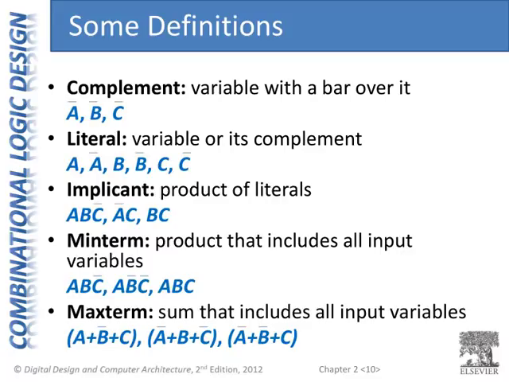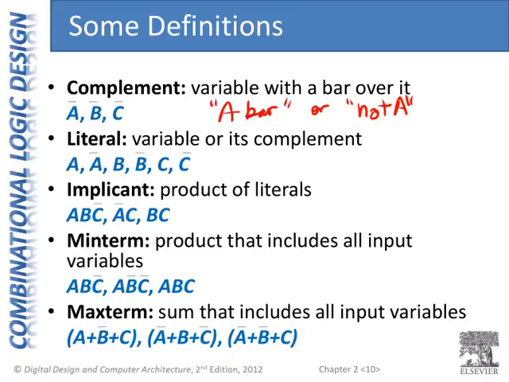So we'll also talk about different forms of these variables, as well as different groupings of these variables. So let's define some of these terms that we're going to use the rest of this chapter and the rest of this course. So the complement is a variable with a bar over it. So for example, A bar, B bar, C bar. That can be said either A bar, so that variable with a bar over it is A bar, or you can also call it not A.